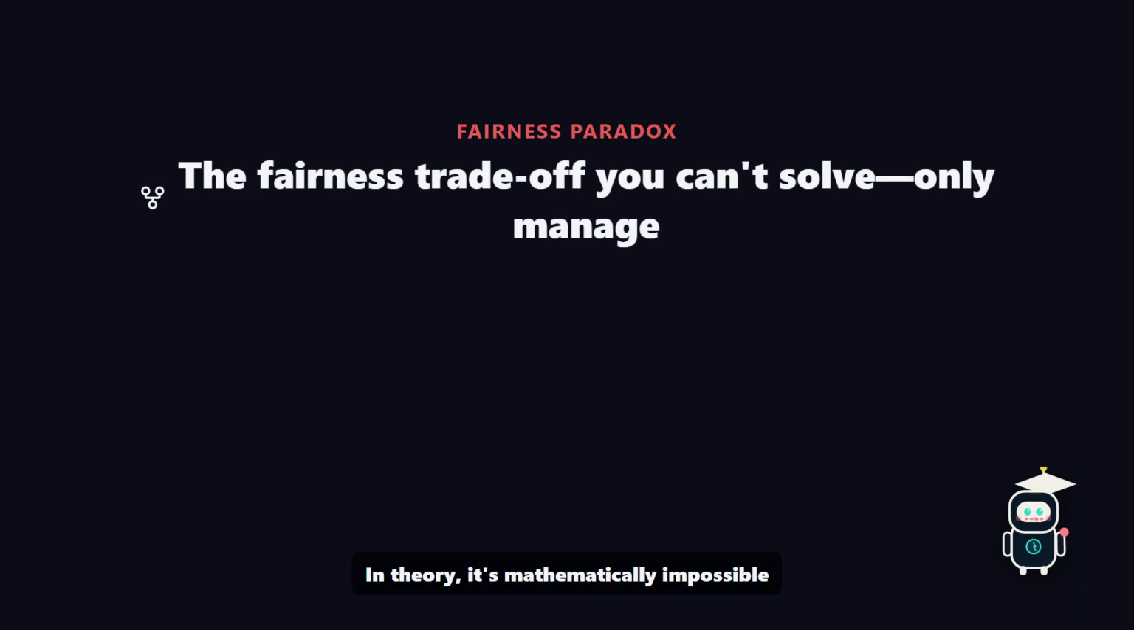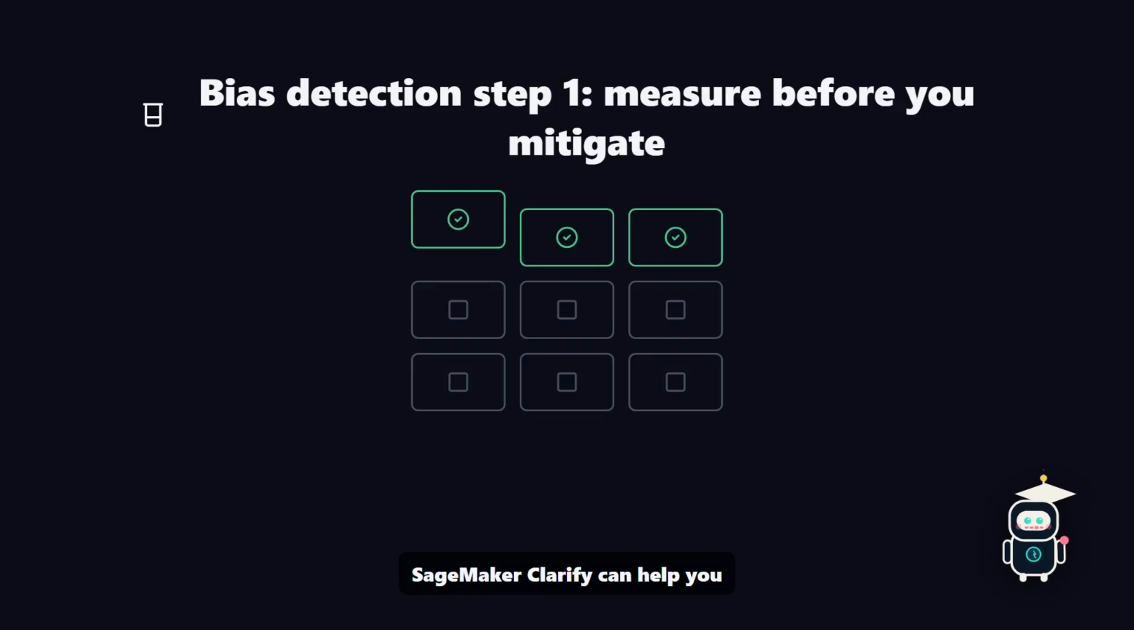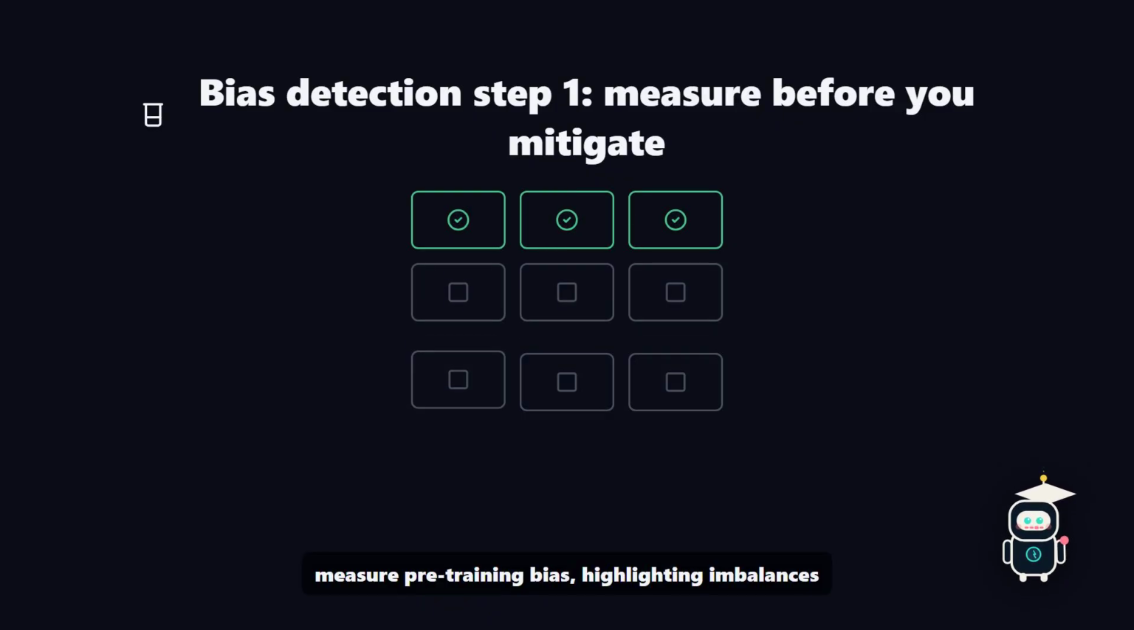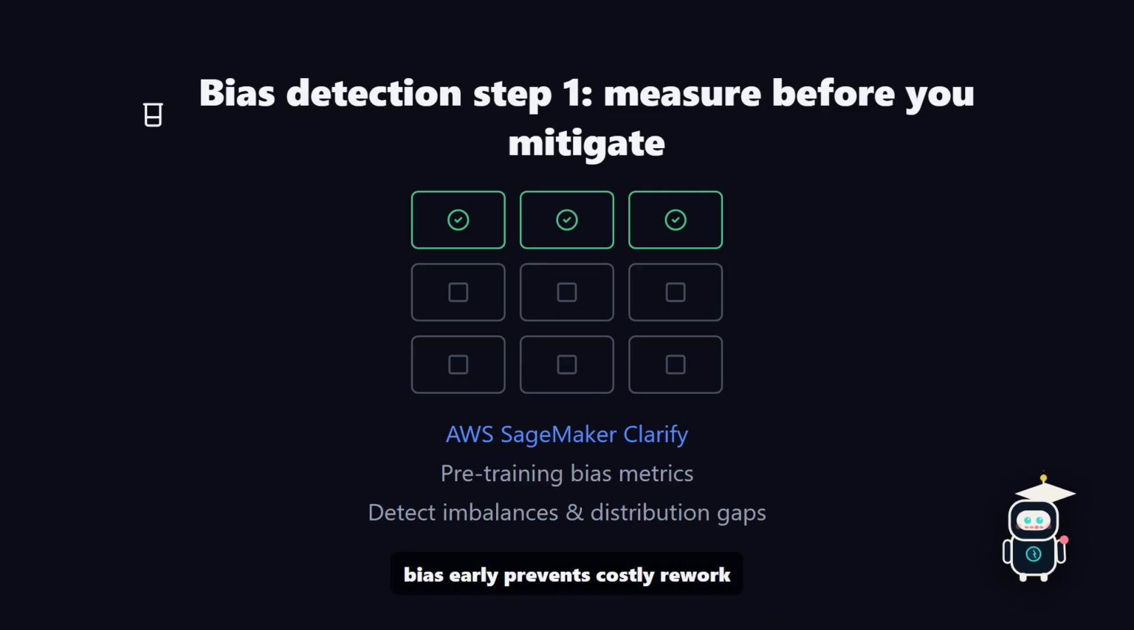In theory, it's mathematically impossible to satisfy all fairness definitions at once unless base rates are equal across groups. A nuance that AIF-C01 questions may test. SageMaker Clarify can help you measure pre-training bias, highlighting imbalances and distribution differences across groups at a low per-analysis cost. Catching bias early prevents costly rework later. Jump into the AWS console, spin up a Clarify job on a sample dataset and see your first bias report today.